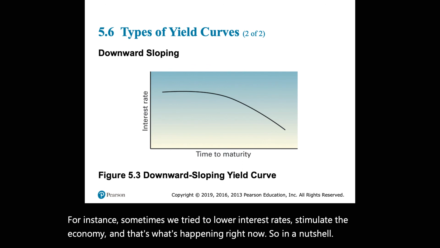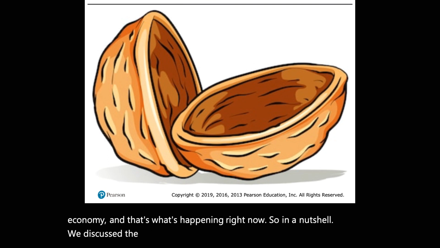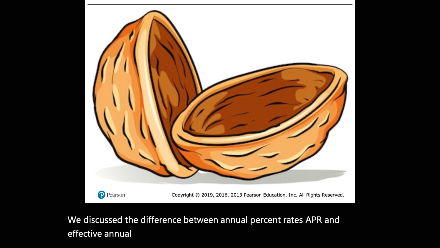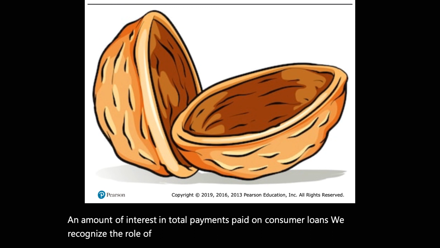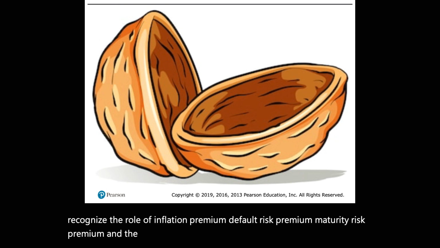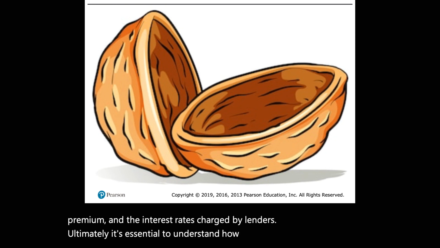In a nutshell, we discussed the difference between an annual percent rate, APR, and an effective annual rate, EAR. We considered how the frequency of compounding affects the amount of interest and total payments paid on consumer loans. We recognized the role of inflation premium, default risk premium, maturity risk premium, and the interest rates charged by lenders. Ultimately, it's essential to understand how interest rates work so we can understand more complex topics related to capital budgeting, capital structure, and cost of capital.